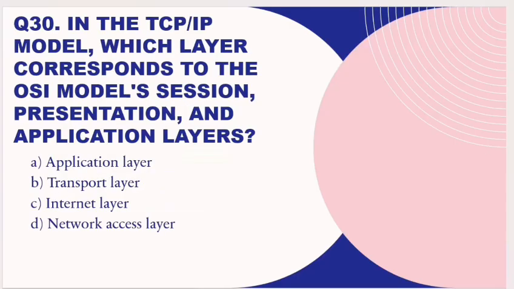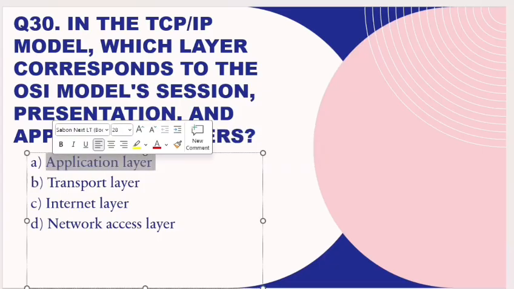Moving on to our last question, which is question number 30. In the TCP/IP model, which layer corresponds to the OSI model session, presentation, and application layer? Option A, application layer. Option B, transport layer. Option C, internet layer. Option D, network access layer. The correct answer for this is option A, application layer.